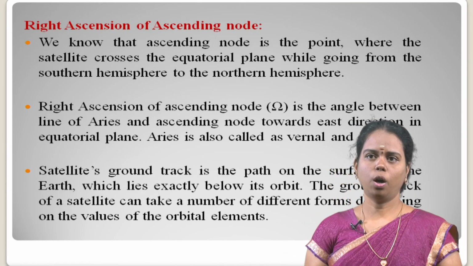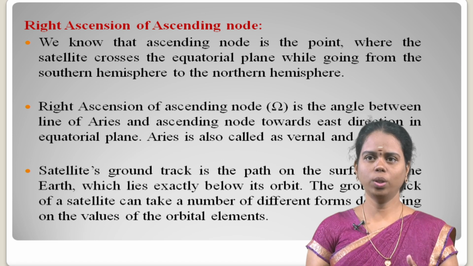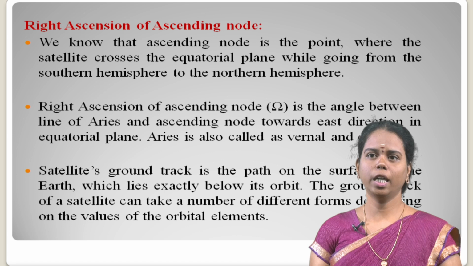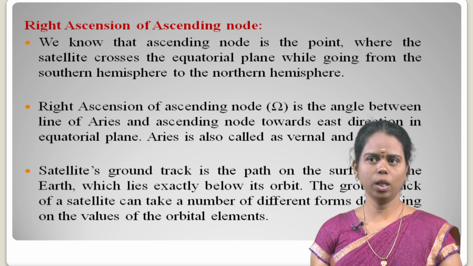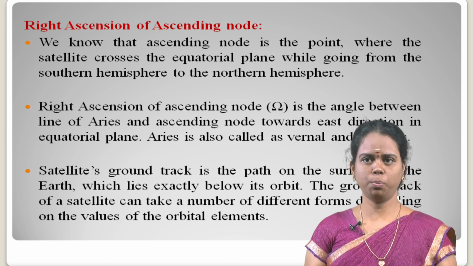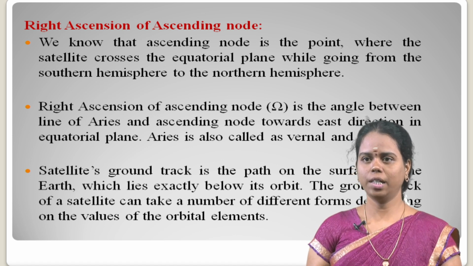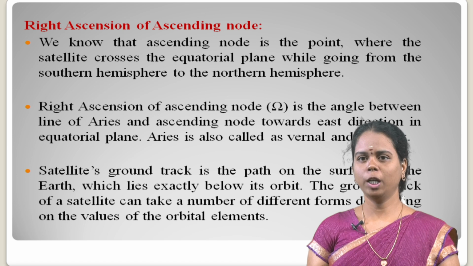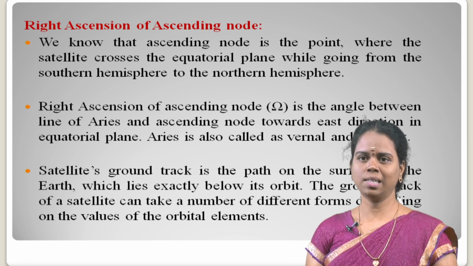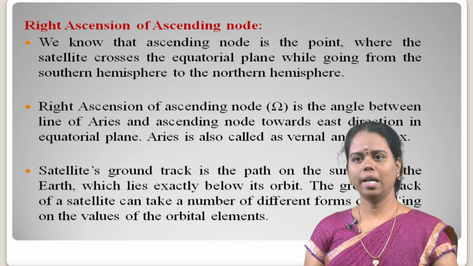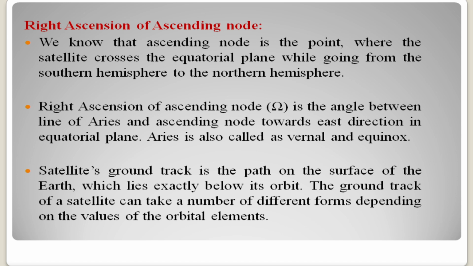Right ascension of ascending node. We know the ascending node is a point where the satellite crosses the equatorial plane while going from the southern hemisphere to the northern hemisphere. Right ascension of ascending node is the angle between the line of Aries and the ascending node towards the east direction in the equatorial plane. Aries is also known as the vernal equinox.